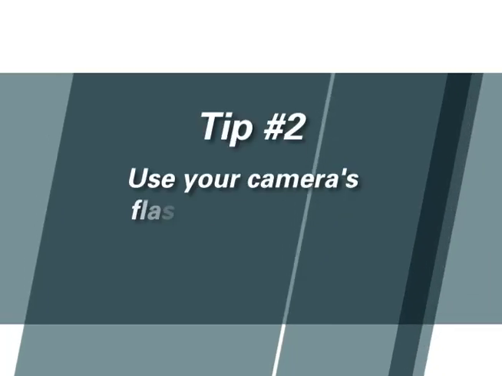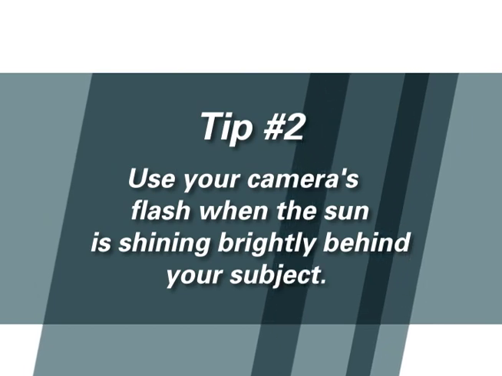Tip number 2. Use your camera's flash when the sun is shining brightly behind your subject. Light behind the subject is called backlight, and using the flash will help illuminate your subject to avoid getting an unwanted silhouette effect.